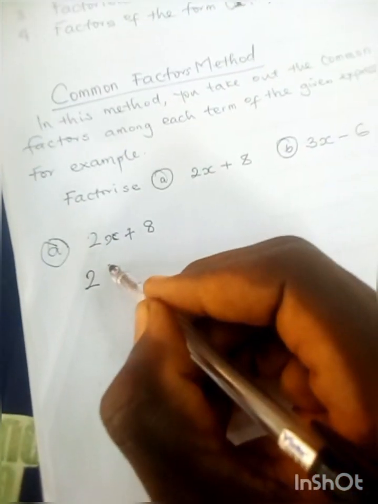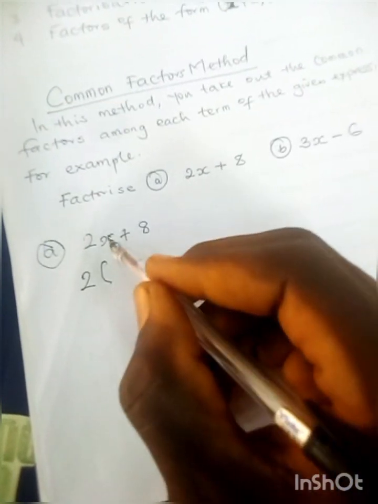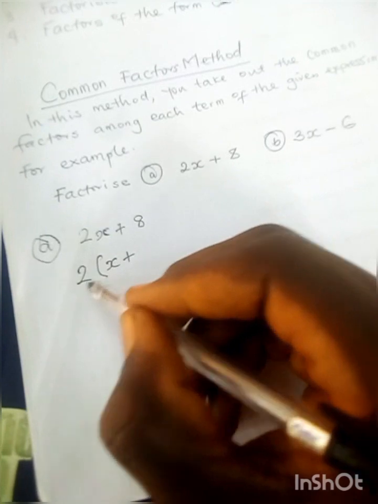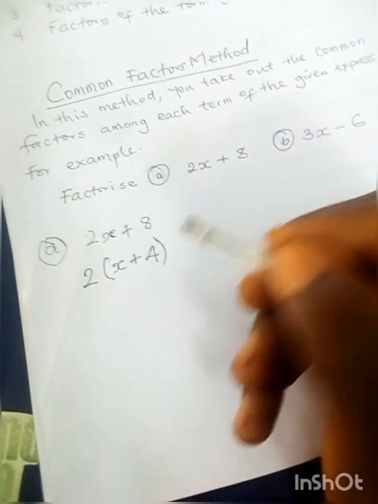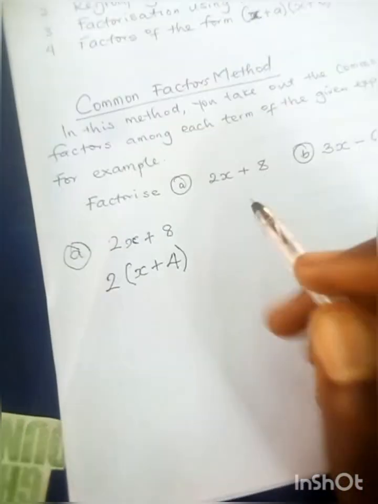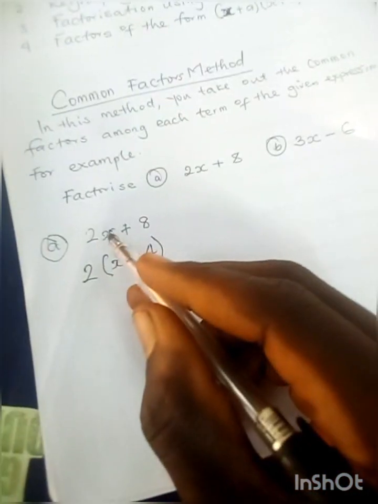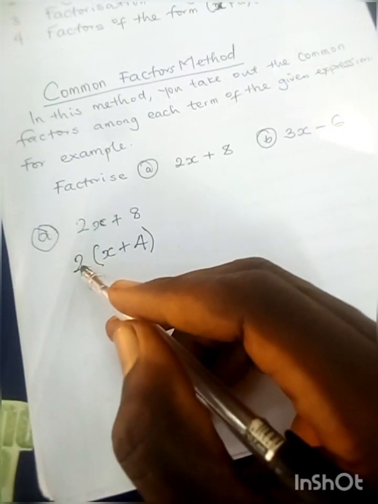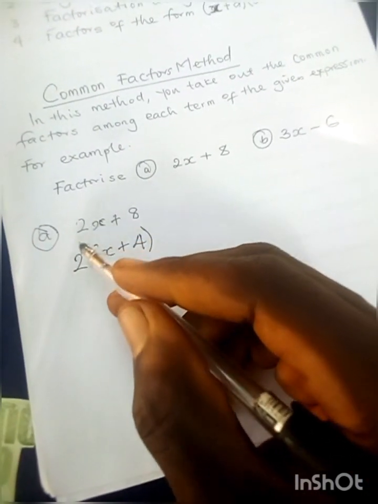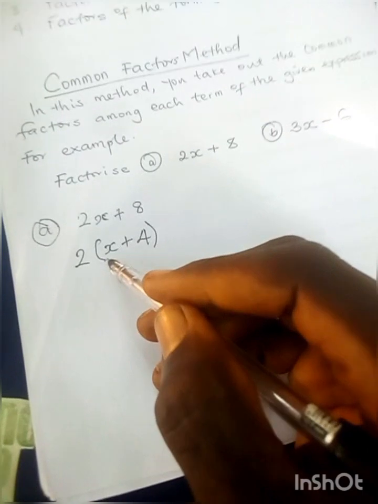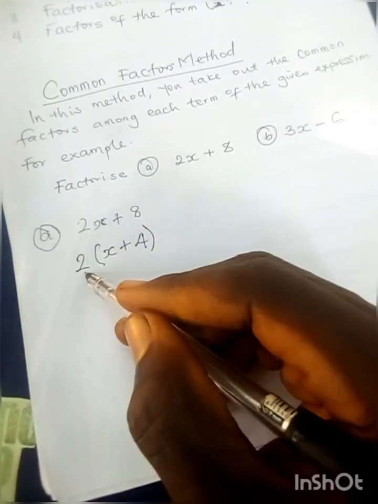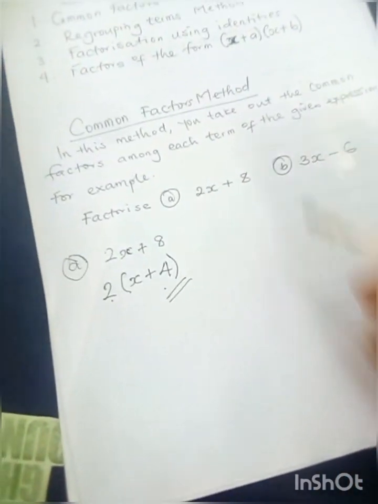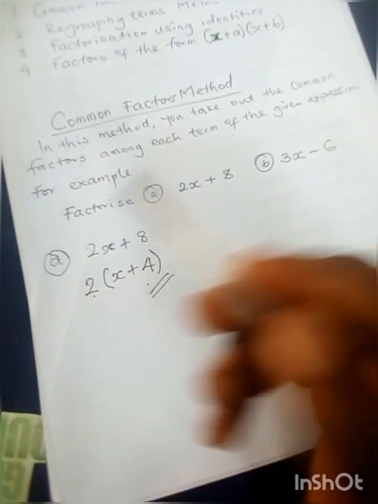2 into x plus 2 into here will give you what? 4. That's just it. Which means 2 into this, 2 into this. 2 into 2x is what? That means 2x divided by 2 will give you what? x. Then 8 divided by this 2 will give you what? 4. So this is just the factor. You have factorized this expression.